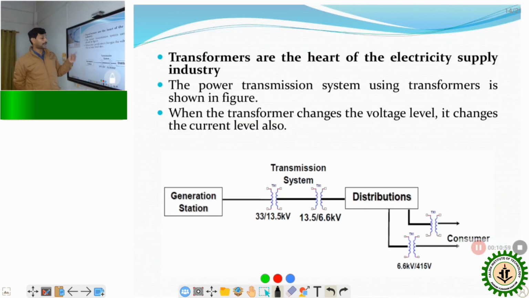The transformer, as I have already discussed in my previous slides: from the generating station, transformers are used to step up the voltage to supply power to the distribution stations, and from the distribution stations, the voltage is again stepped down to be supplied to the consumer and within industry. That means these two transformers are step-up transformers and these two are step-down transformers.